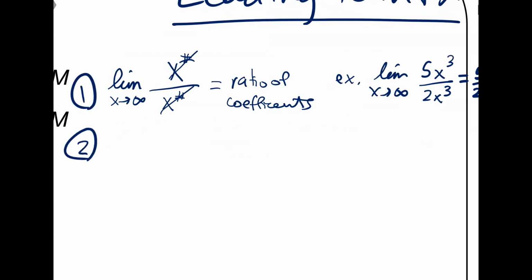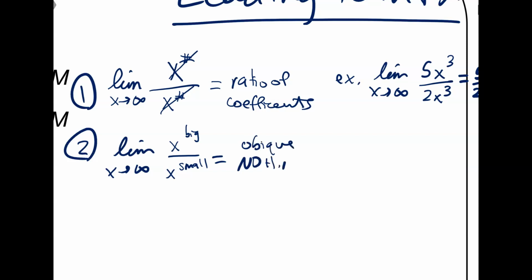Case 2, what if we have bigger on top? Limit as x goes to infinity of x to a big power over x to a small power. Well, guess what? This is going to be an oblique, meaning no horizontal asymptote. Oblique, at an angle. Okay, so no horizontal.